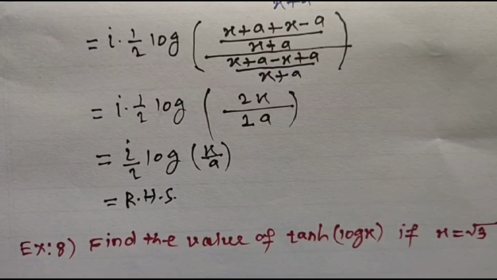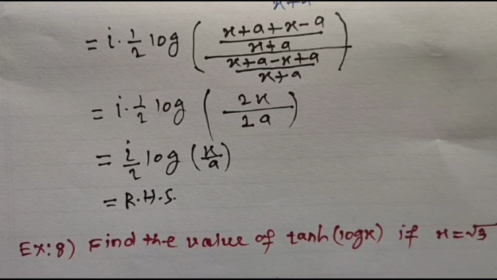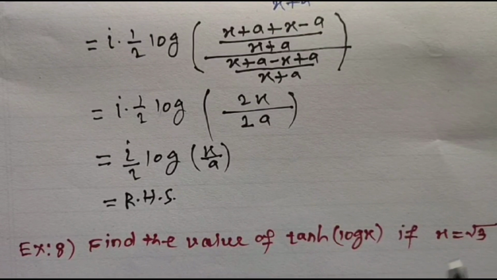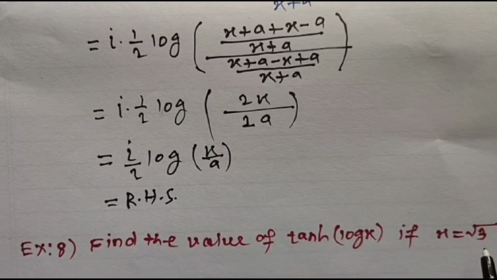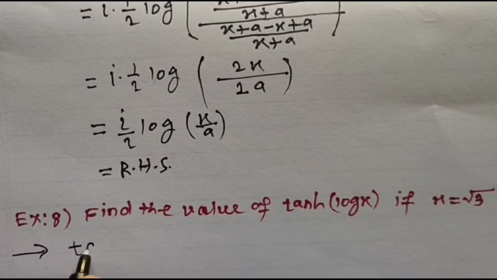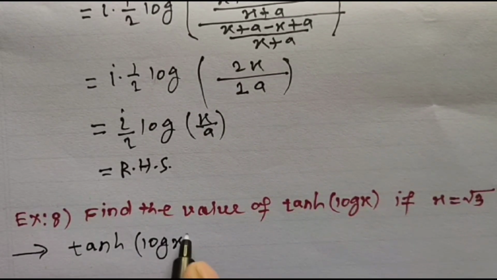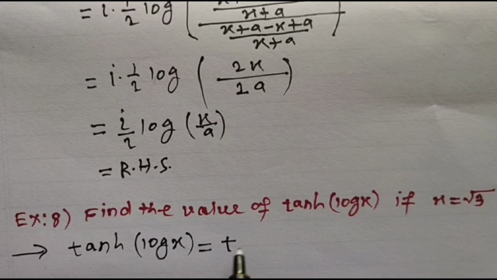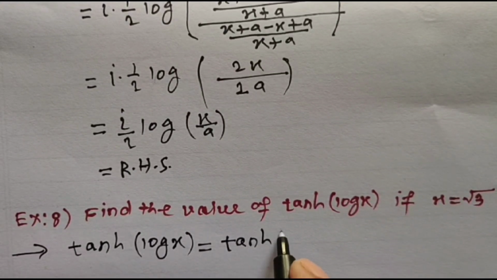Let us solve example number 8. Find the value of hyperbolic tan of log x if x is equal to root 3. Let us find this value, hyperbolic tan of log x. But here x is root 3. So this is equal to hyperbolic tan of log of root 3.